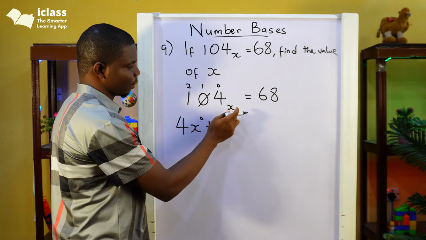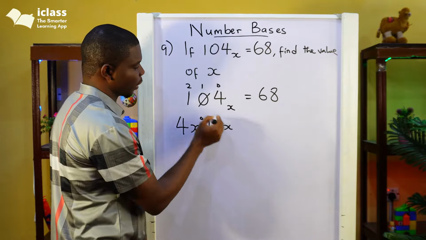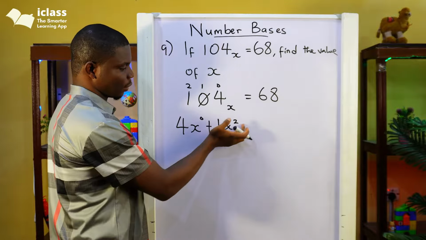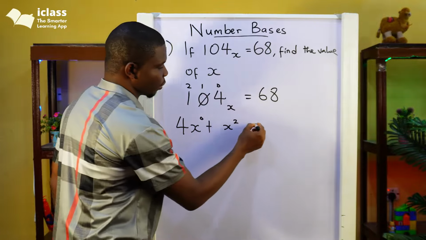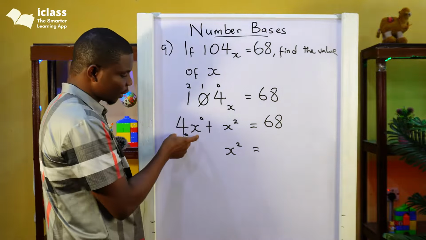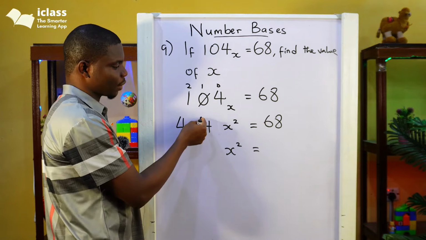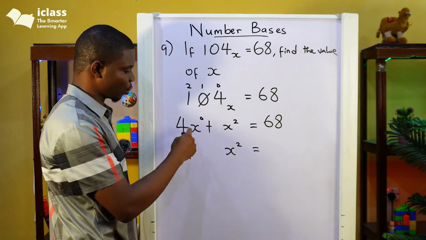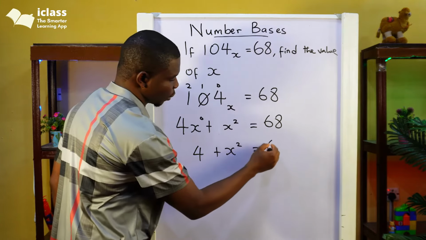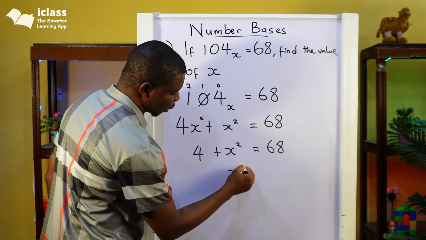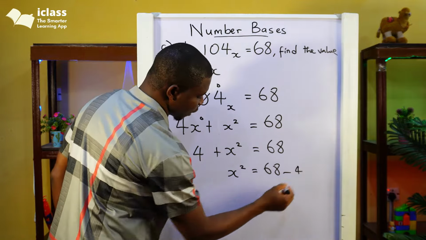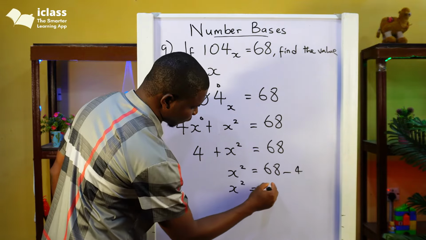Then we say 1 times x raised to power 2. And, you know, anything multiplied by 1 is still that thing, so we can write this as x squared. So this is equal to 68. Now, x squared will be equal to what? This here, x raised to power 0 is 1. Anything raised to power 0 is 1. So this is 1 times 4, which is 4. So 4 plus x squared is equal to 68. So that x squared will be equal to 68 minus 4. So x squared is equal to 64.